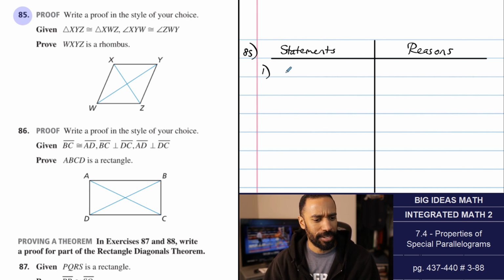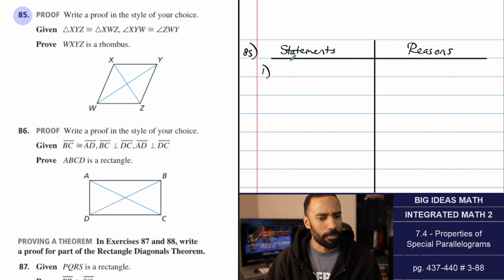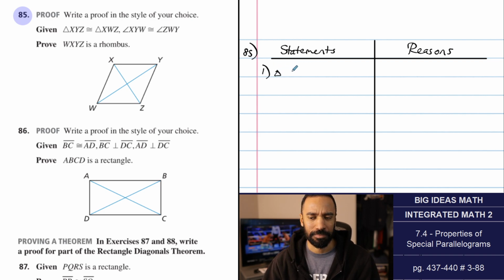All right. Given. We're given two triangles are congruent already to start with. That's not a corollary. I thought we were proving the corollary at some point. Maybe not. Because I thought that was going to be pretty easy. Triangle XYZ is congruent to triangle XWZ.